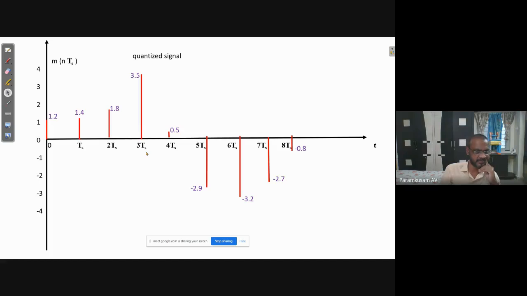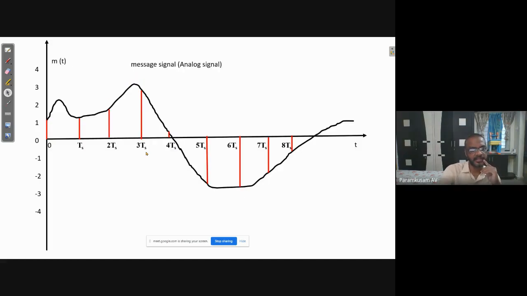What is quantization? If you observe this analog signal, it has infinitely many possible values. Am I correct or not? Suppose the maximum peak to peak value of m of t is -4 to +4 volts. Then what are the possible values of m of t? The maximum value of m of t is +4 volts. The minimum value of m of t is -4 volts. And suppose we assume that m of t exists between -4 and +4 volts only.